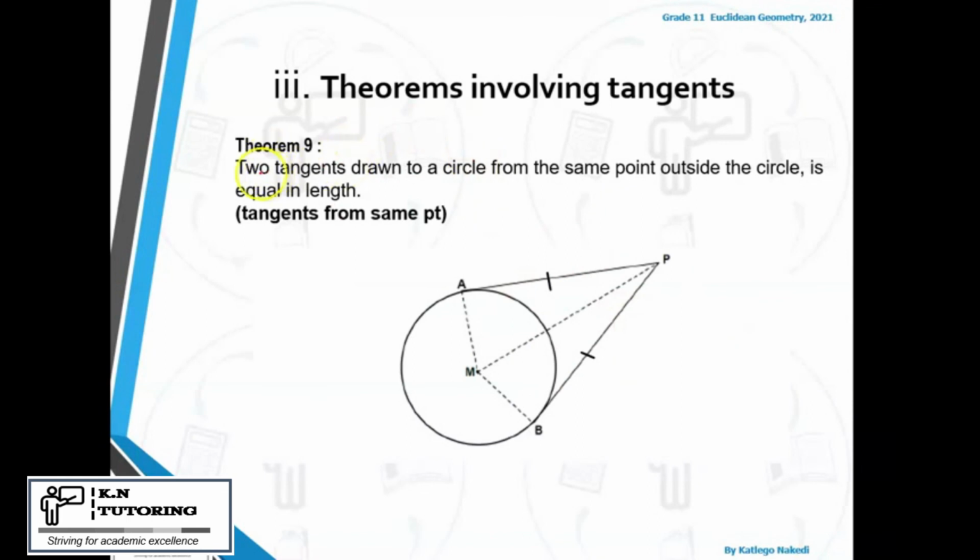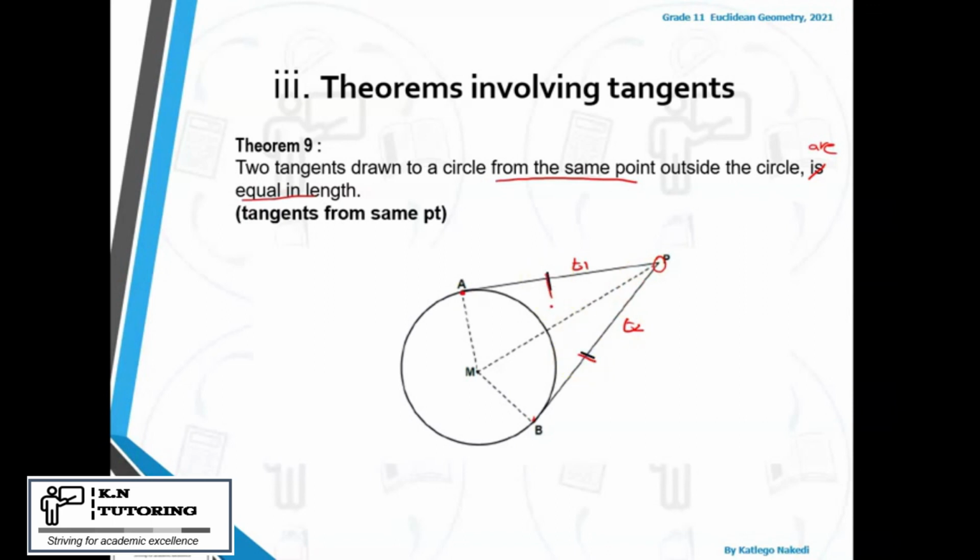Theorem number 9 says two tangents drawn to a circle from the same point outside the circle are equal. So if you look at this, we've got a circle, and we've got tangent number 1 and tangent number 2. We call these lines tangents because they are drawn from outside the circle and they touch the circle at one point each, at A and B respectively. And if they are drawn from the same point, then they are equal.